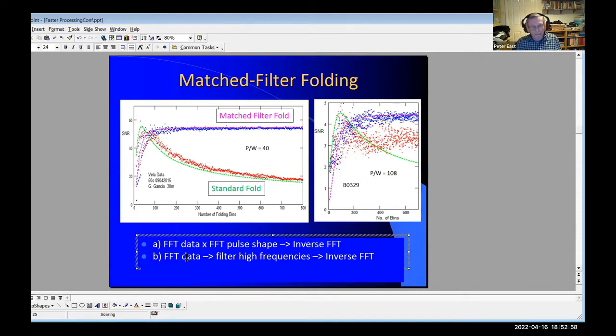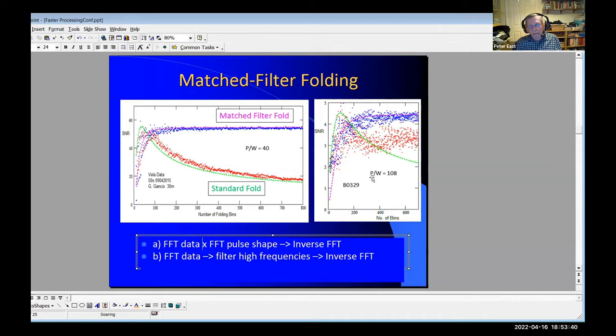Or alternatively, you can FFT the data and filter the high frequencies. Or alternatively, you can build yourself an analog filter or a digital filter. But I find once you've digitized the data, it's very easy to use the Fourier transform to do it. On the right-hand side is the same thing, but now using the B0329 pulsar, which is the strongest pulsar in the Northern Hemisphere. Once again, this is a very high signal to noise ratio. We're looking at about 50:1 signal to noise ratio.